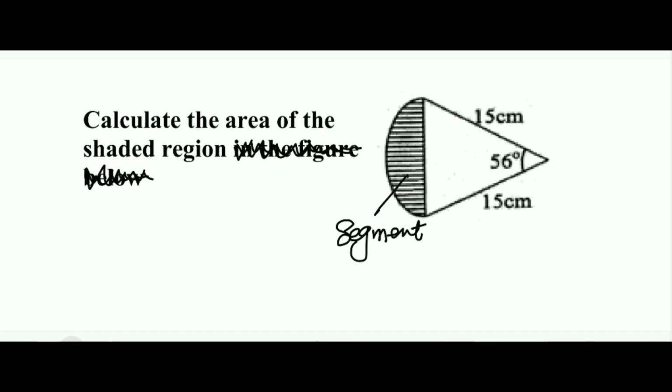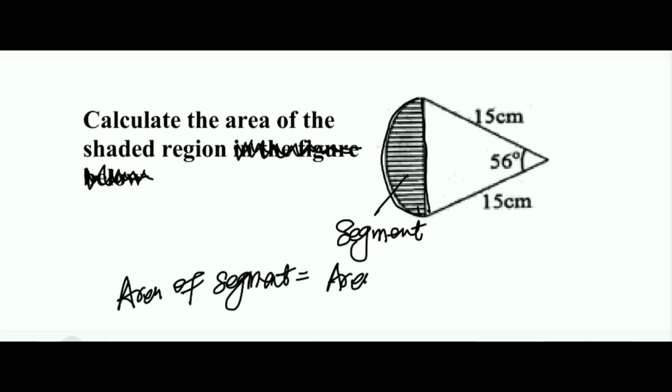A segment is a portion of a circle that is bounded by an arc and a chord. So this is a segment. Alright, so how do we find the area of this segment? The area of a segment is equal to the area of a sector.